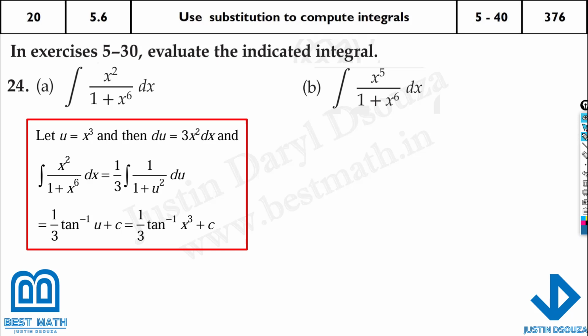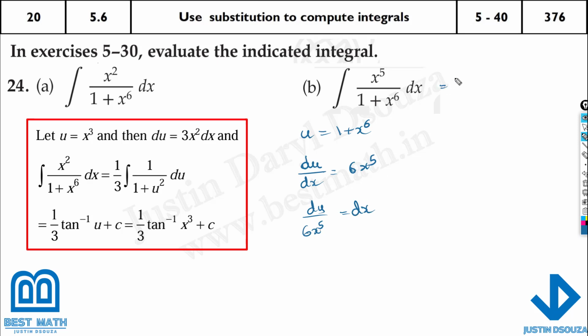What about this one here? Here what we do is we will have to assume u as the entire denominator, because then only the numerator can be cancelled. It's 1 plus x to the power 6, don't just do one term, the entire thing in the denominator. And du divided by dx would be equal to 6x power 5. And let's rearrange this. It'll be du divided by 6x raised to the power 5 is equal to dx.